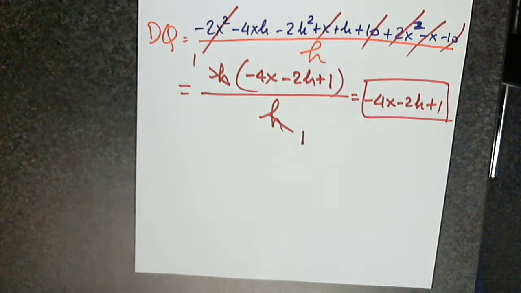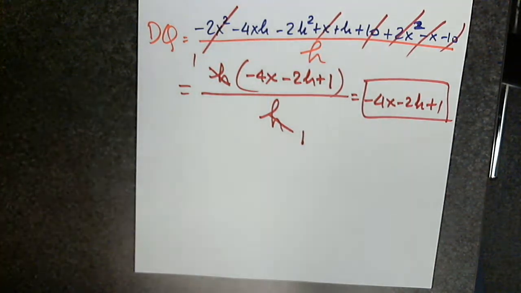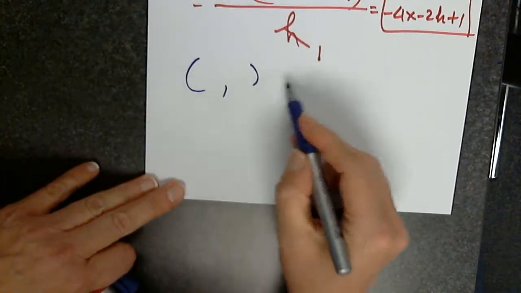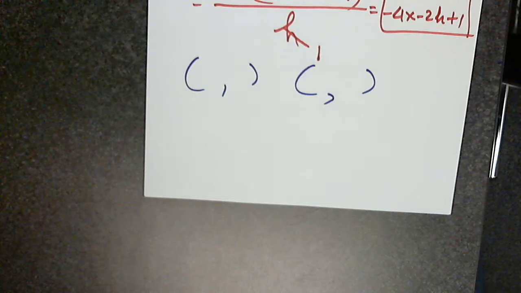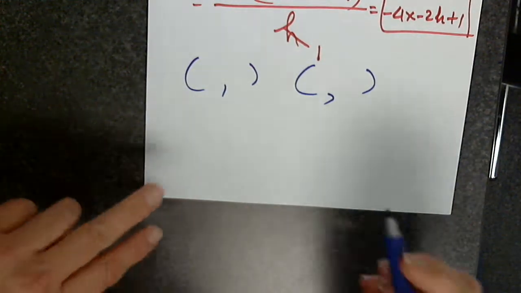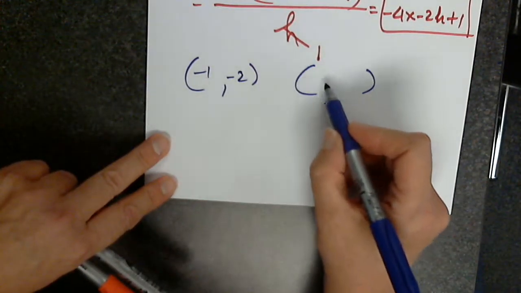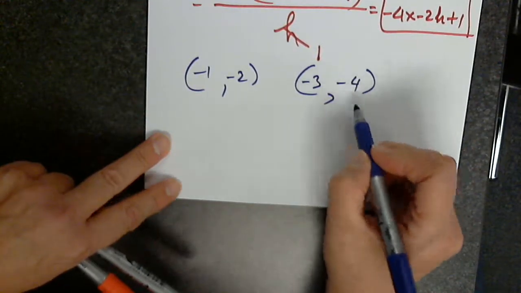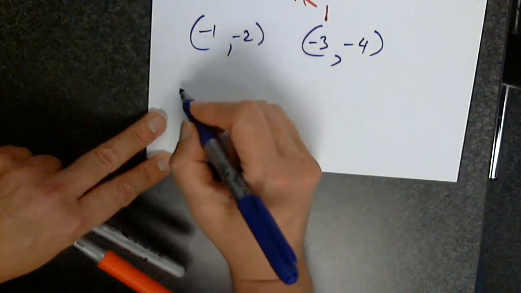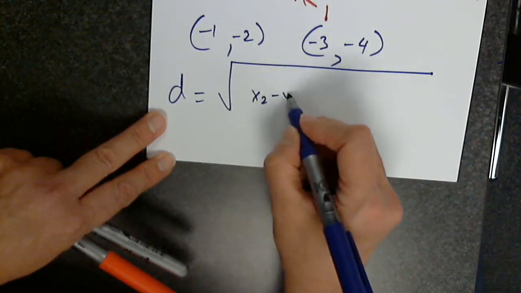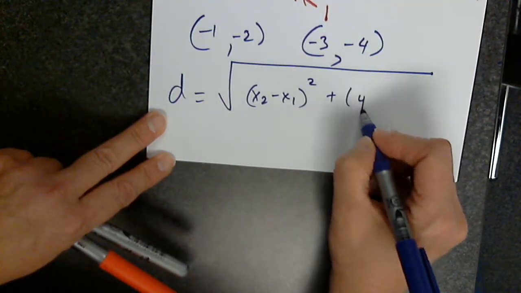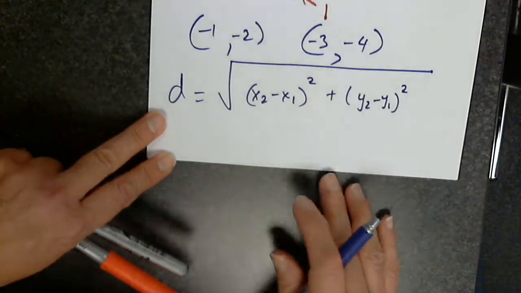Okay, let's look at the distance. Give me 2 points to find the distance and the midpoint. Any 2 points you want. I can copy them. I'm sorry? Good. So I'm asked to find the distance. I will write the formula. x2 minus x1, everything squared, plus y2 minus y1, everything squared.